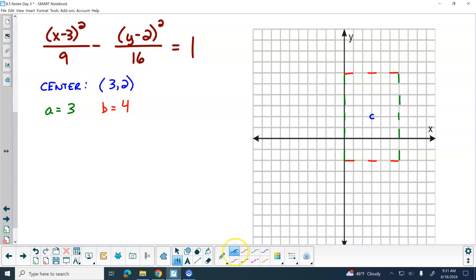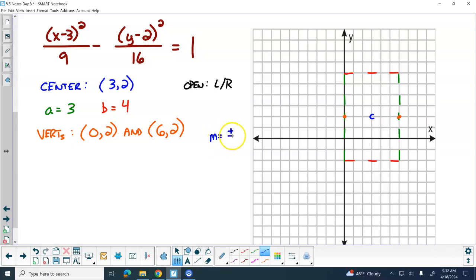Which direction does this hyperbola open? So it opens left and right. So that means that my vertices would be at the left and the right sides. So that's going to be 0, 2, and 6, 2. The slope of my asymptotes is going to be plus and minus B over A. So that's 4/3.